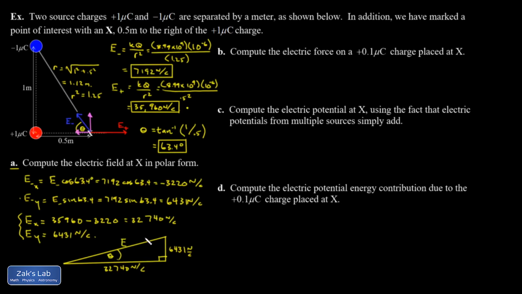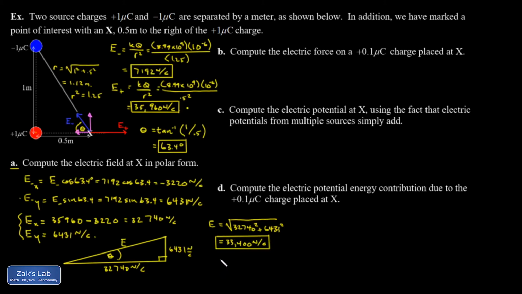I want to know the angle that this points at, and I want to know the total magnitude of E. So I'll have to steal a little space from part D here, but E is the square root of the sum of the squares of the legs, so 32,740 squared plus 6,431 squared. When I run the numbers on this, I get 33,400 newtons per coulomb. Again, using the convention of rounding to 3 sig figs unless otherwise indicated.